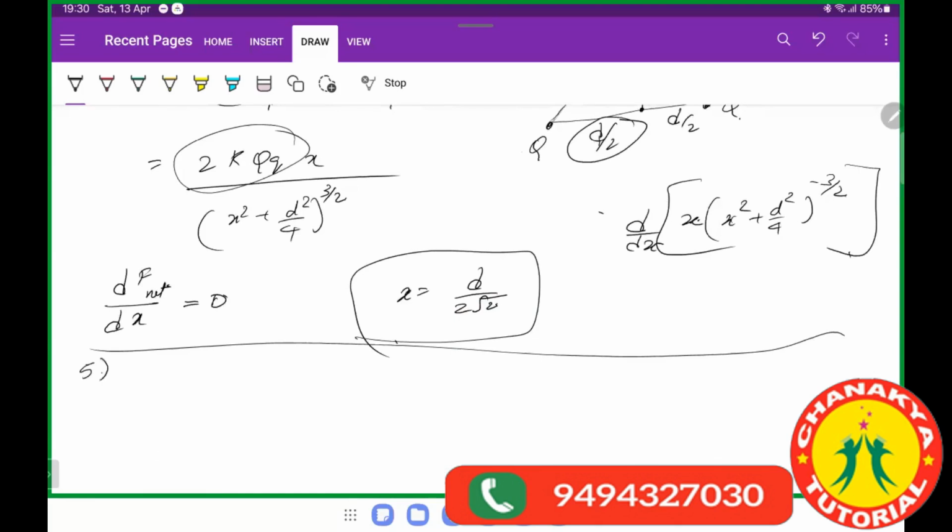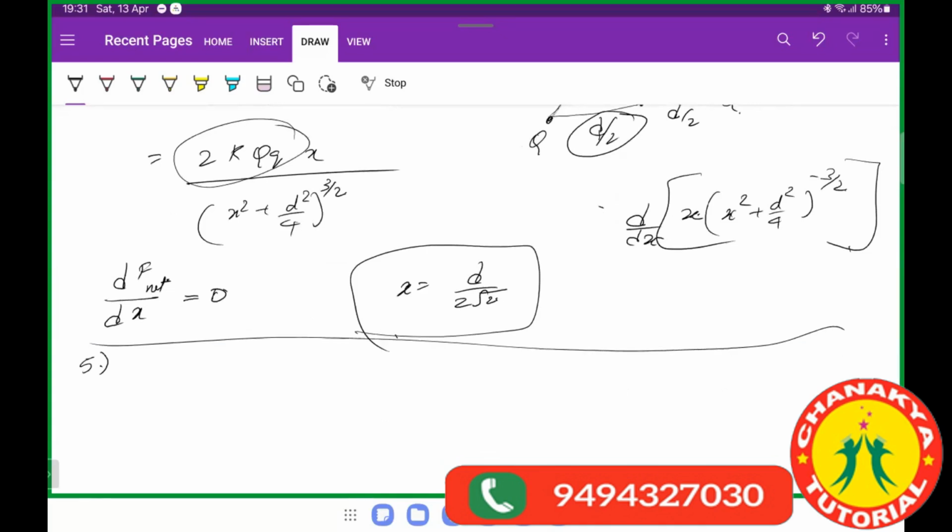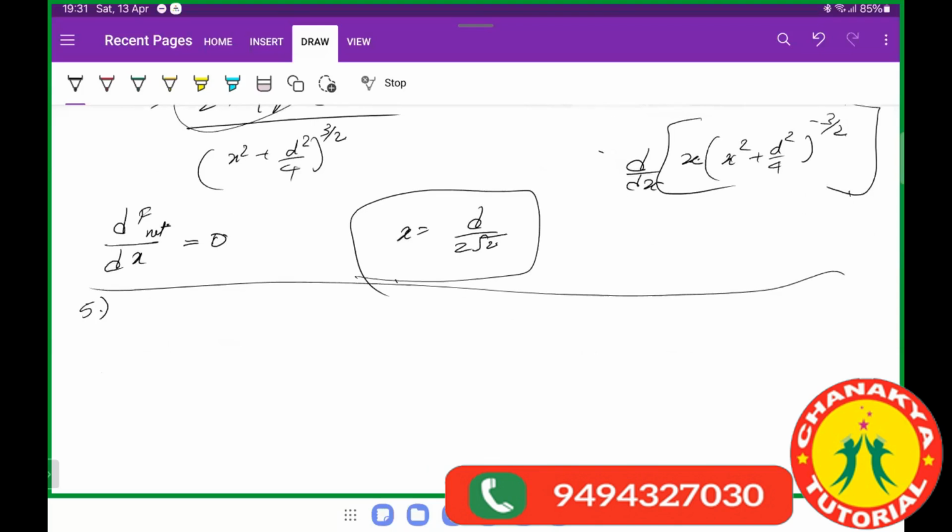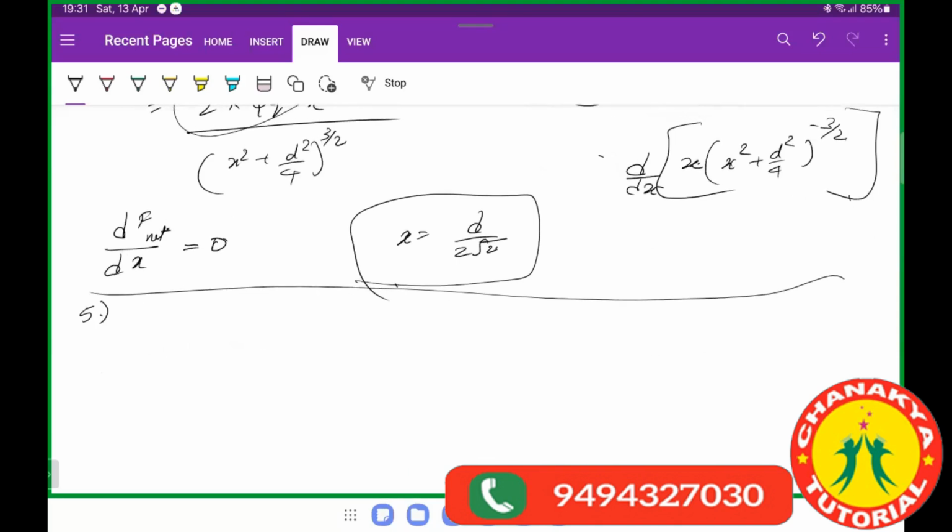So let's do the 5th one. 3 identical charged balls, each of charge 2, are suspended from a common point P by silk threads of 2 meters, as shown in the diagram. They are equilateral triangles of side 1. So the shorter triangle is 1, 1, 1, the bigger triangle is 2, 2, 2. We need to find the net force.